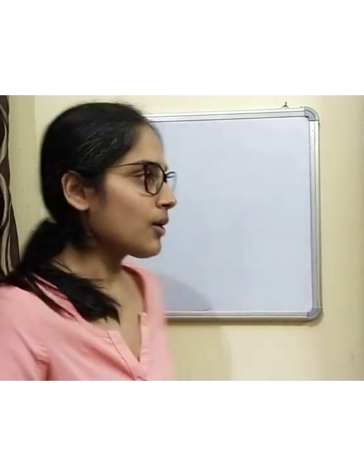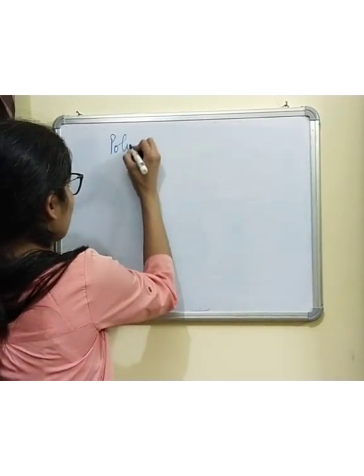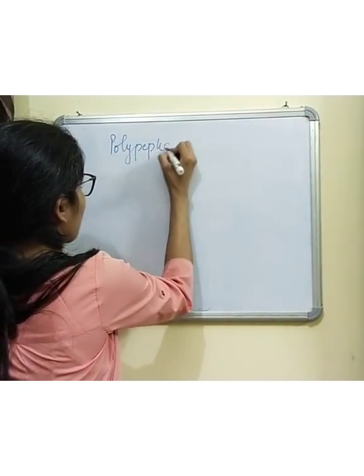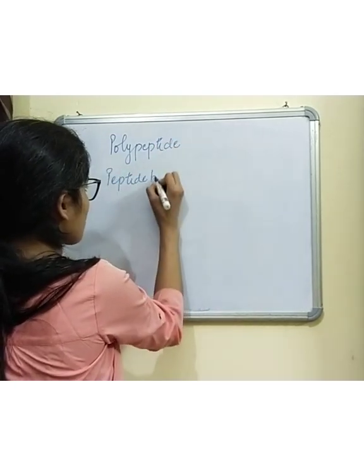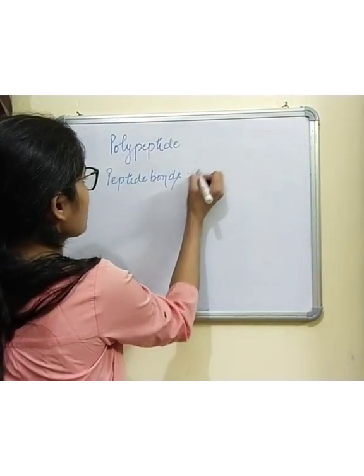Alright, so as discussed in my previous lecture, amino acids are the building blocks of proteins, which are linked together to form a polypeptide via a specific type of covalent bond that is known as a peptide bond. So I've used two terms over here: one is polypeptide and the other is peptide bonds. First we'll define these two terms.